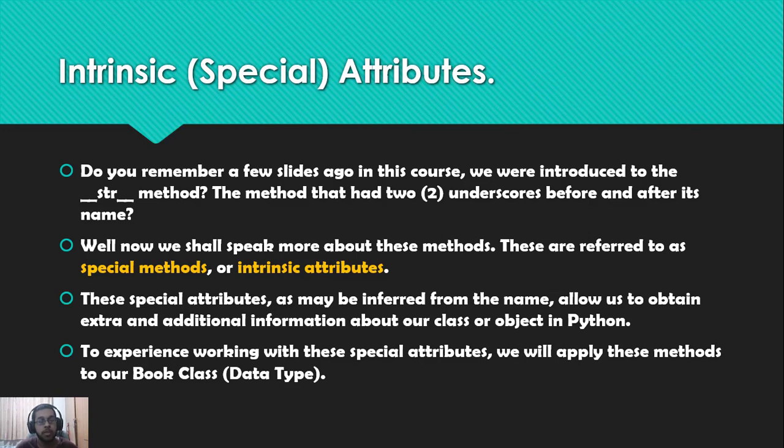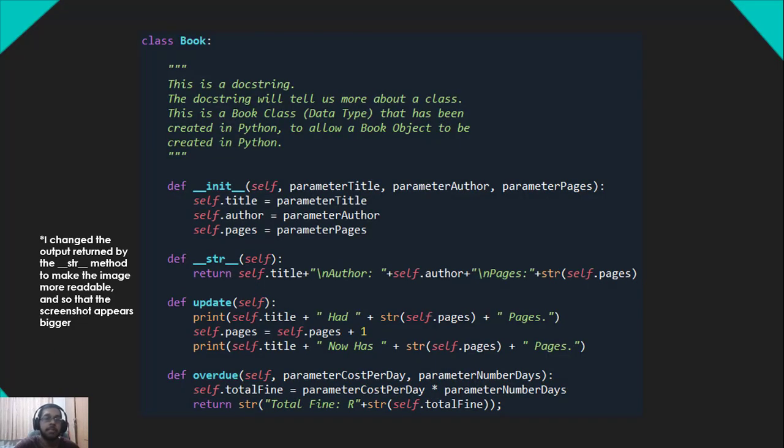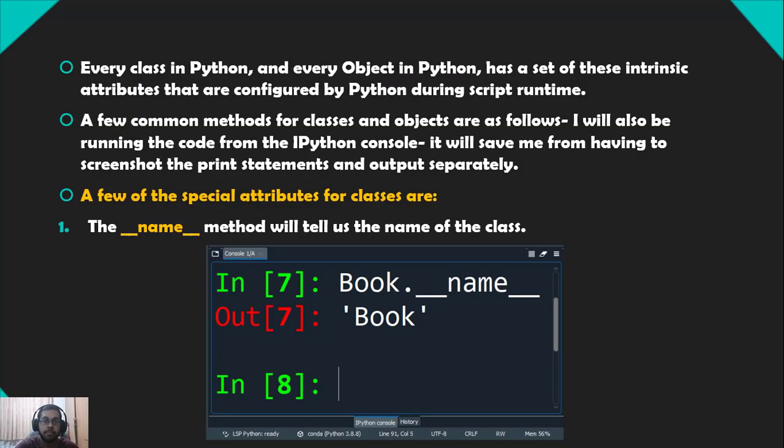These special attributes, as may be inferred from the name, allow us to obtain extra and additional information about our class or object in Python. To experience working with these special attributes, we will apply these methods to our book class data type. Every class in Python and every object in Python has a set of these intrinsic attributes that are configured by Python during script runtime. A few common methods for classes and objects are as follows.